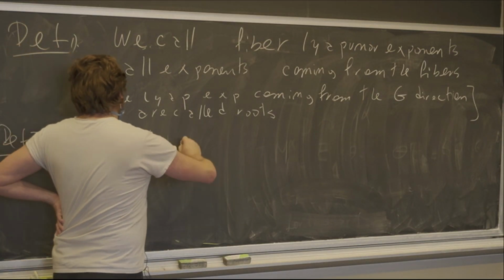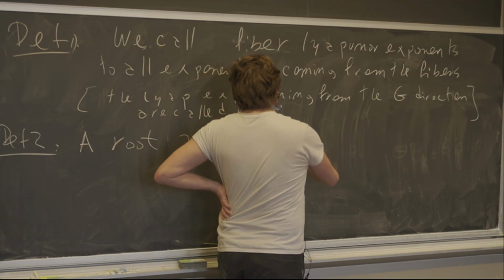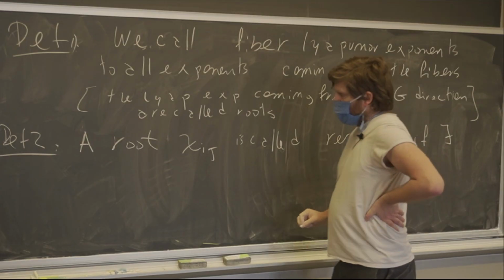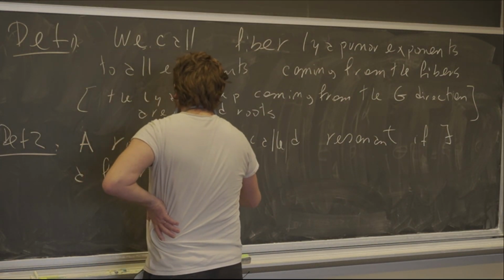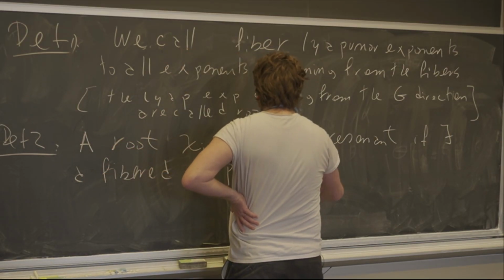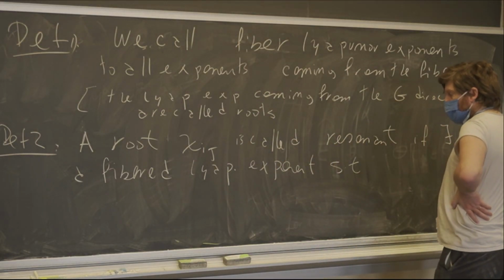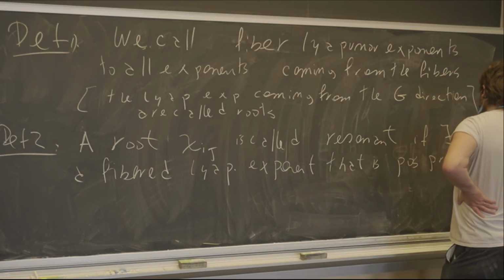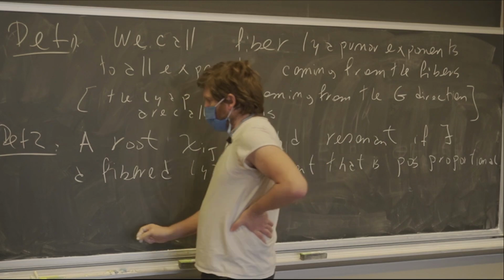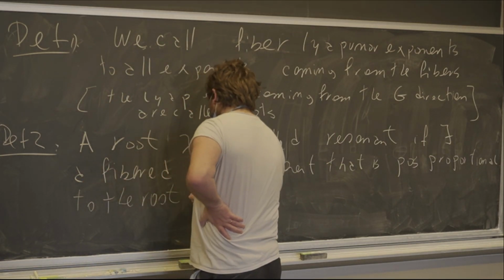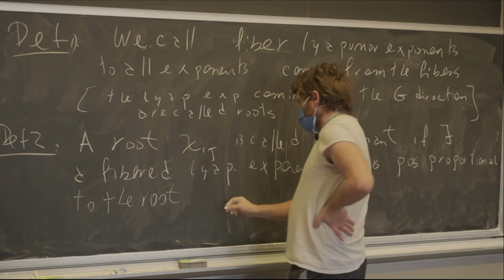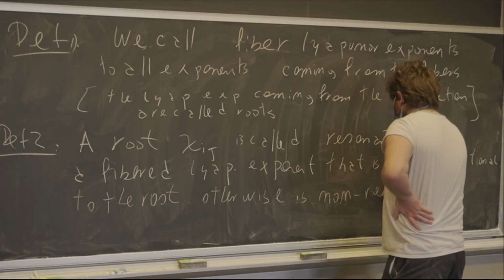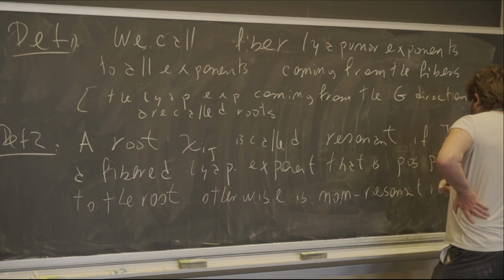Definition two: the root chi ij is called resonant if there exists a fibered exponent such that that is positively proportional to the root. Otherwise, it is non-resonant. Okay?